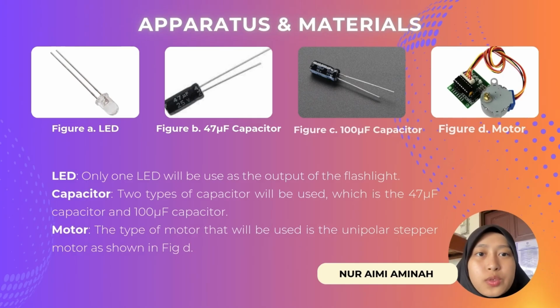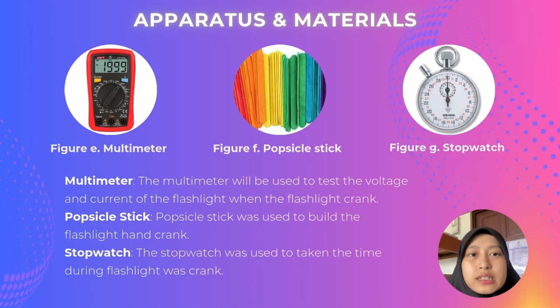The materials that we use for this project include one LED, two capacitors with different values, which are a 47 microfarad capacitor and a 100 microfarad capacitor, and lastly, a unipolar stepper motor. The apparatus includes a multimeter, which was used to test the voltage and current of the flashlight, a popsicle stick, which was used to build the hand crank of the flashlight, and a stopwatch that was used to record the time taken while the flashlight was cranked.